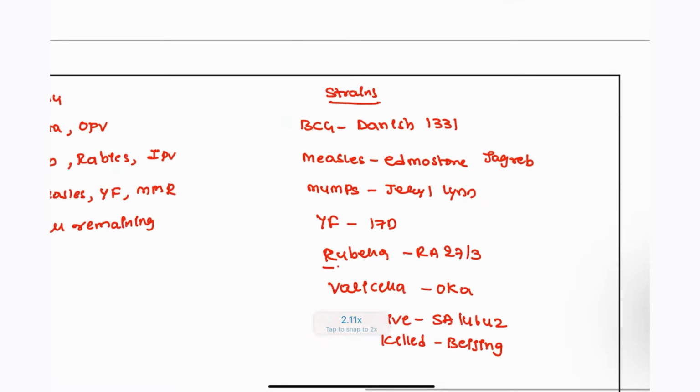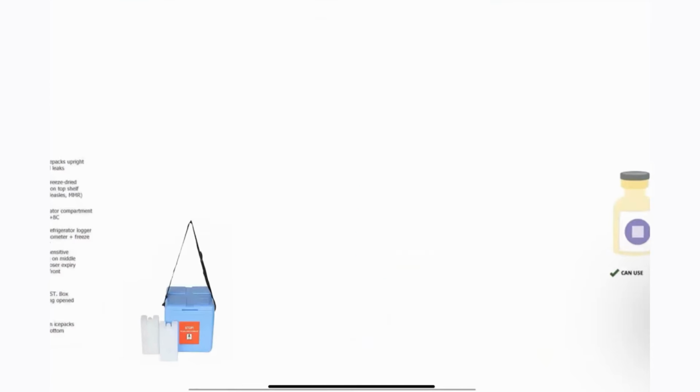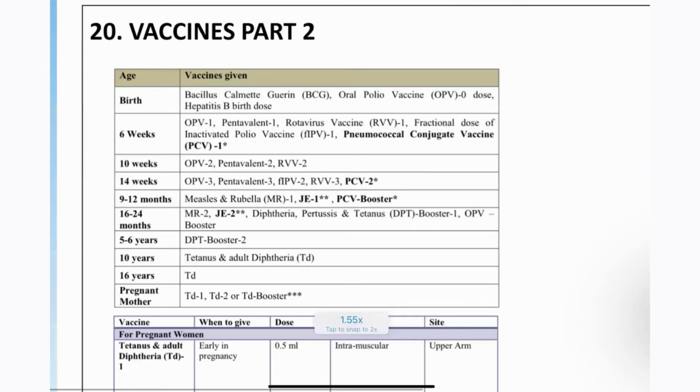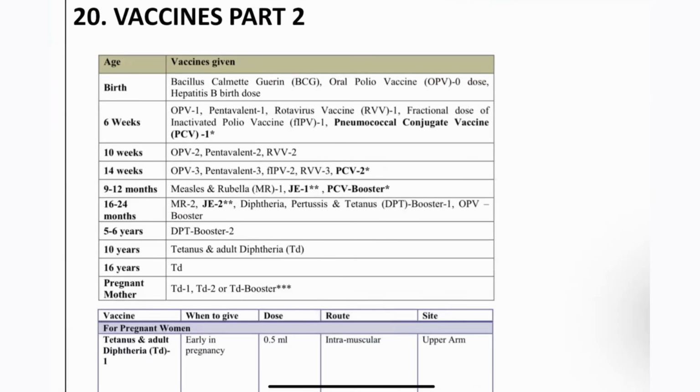Okay. Next, coming to the protocol, how the vaccines are given. At birth, you are going to give the BCG, OPV zero dose, and hepatitis. At 6 weeks, OPV 1, pentavalent 1, rotavirus 1, and pneumococcal 1 will be given, along with the IPV 1. At 10 weeks, OPV 2, pentavalent 2, and rotavirus 2. At 14 weeks, OPV 3, pentavalent 3, fractional IPV 2, rotavirus 3, and PCV 2 is given.